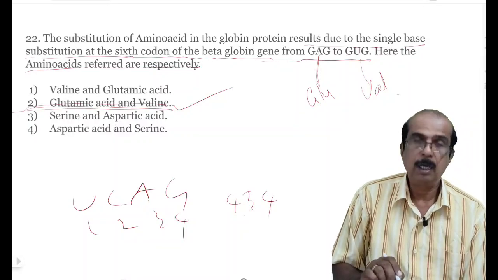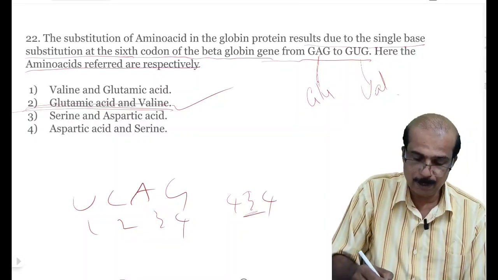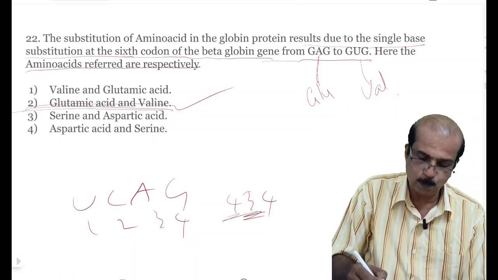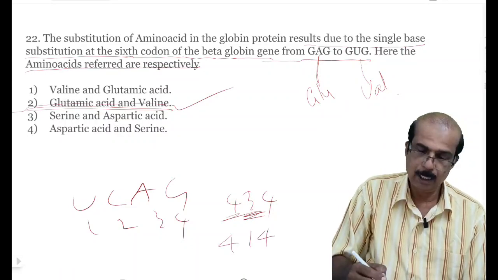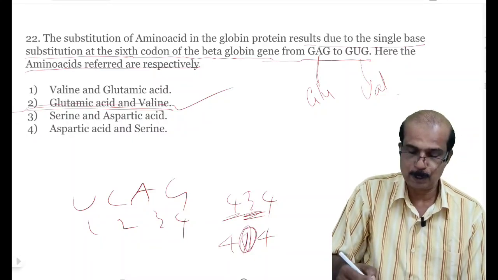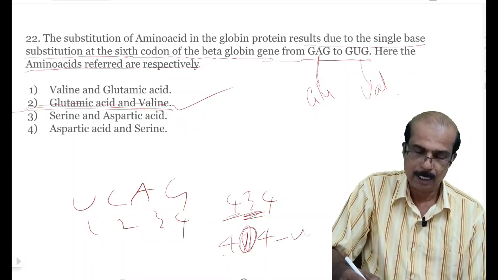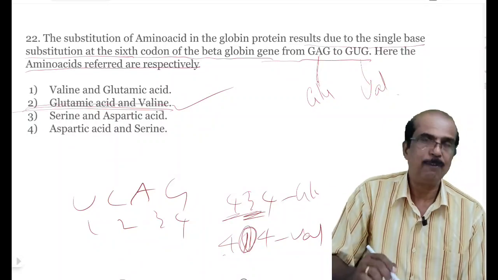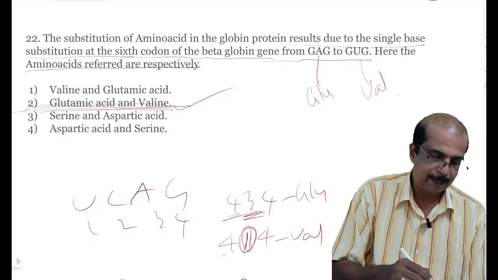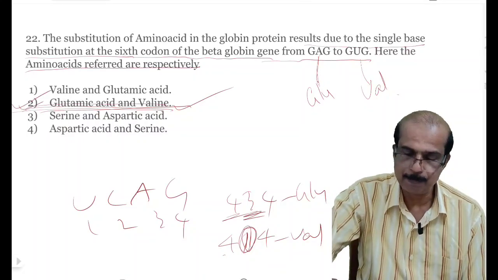Third in the third column, fourth row. Valine, GUG. GUG will be 4, 1, 4. That is first column, fourth row, first column, that is valine. This is glutamic acid. You can easily find out in both ways. Glutamic acid and valine is the answer. Second option is our answer.